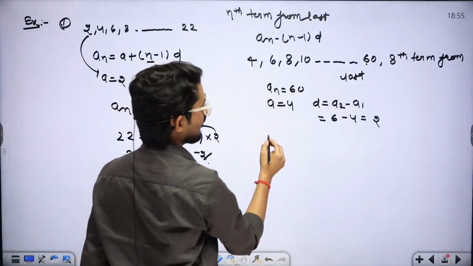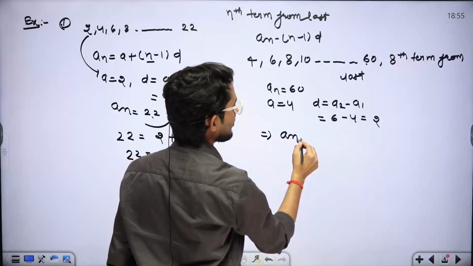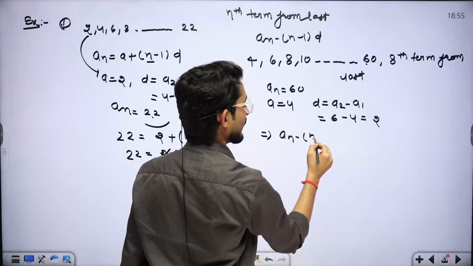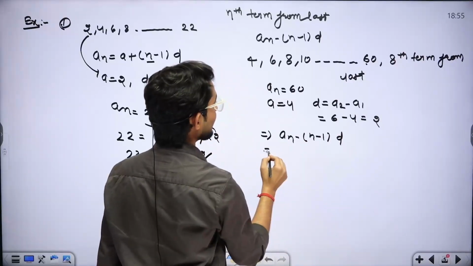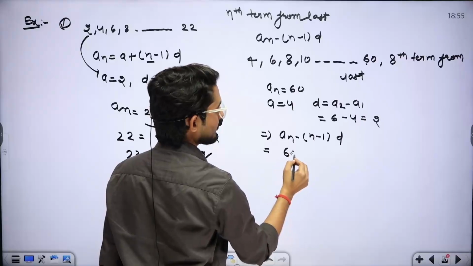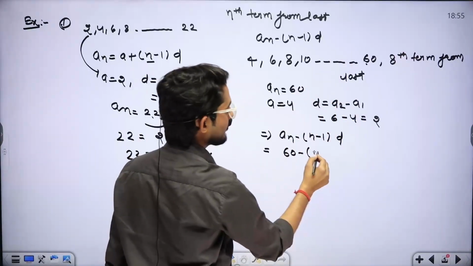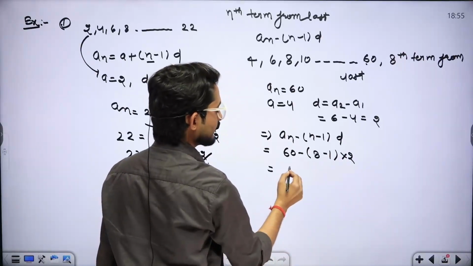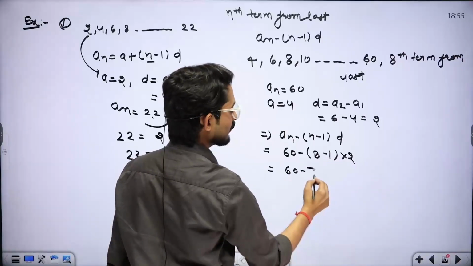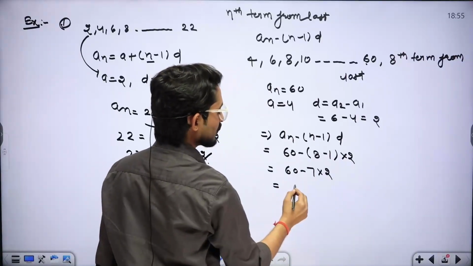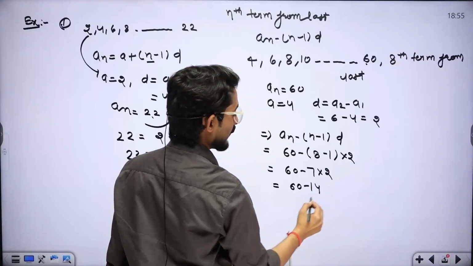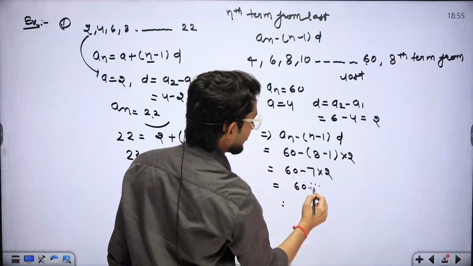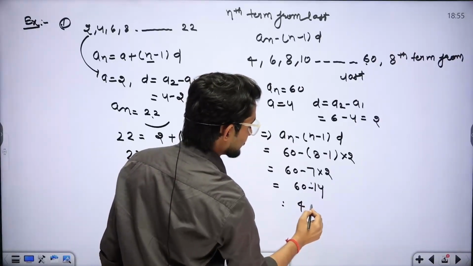So you will use this formula an minus n minus 1 into d. An is given as 60, n is given as 8, minus 1 into d. D is given as 2. So 60 minus 8 minus 1, 7 into 2. So 7 2s are 14. So 60 minus 14, you will get as 46.